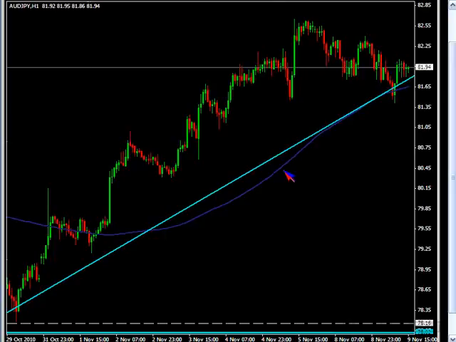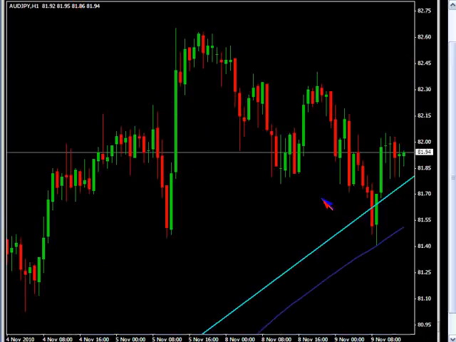120, not enough. 130, not enough also. 135. Perfect. There we go. A 135 period moving average on a 1-hour Aussie yen chart shows us the entry at 81.51 right now. Of course, as the market continues higher, it will also move up accordingly.